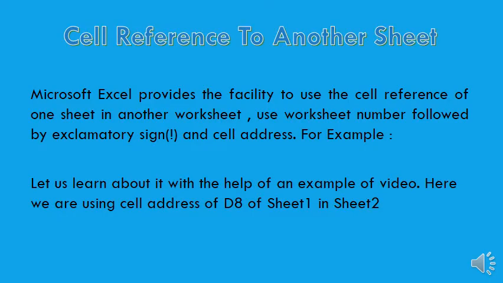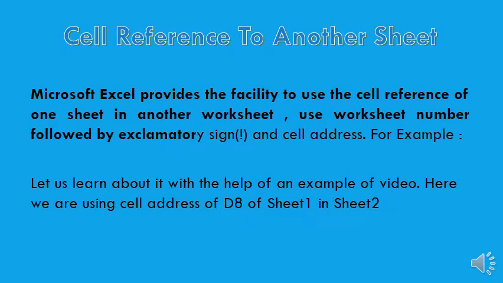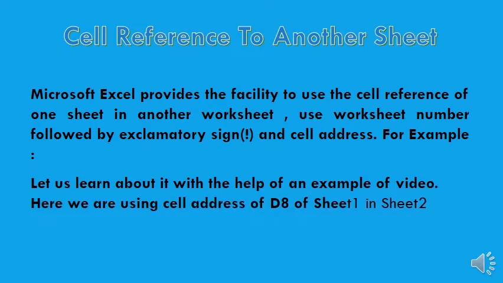Cell reference to another sheet. Microsoft Excel provides the facility to use the cell reference of one sheet in another worksheet. You use the worksheet name followed by the exclamation sign and cell address. This is the method. By this we can use the reference of one cell in another cell. Now I am showing you the example of cell reference to another sheet in the next video.